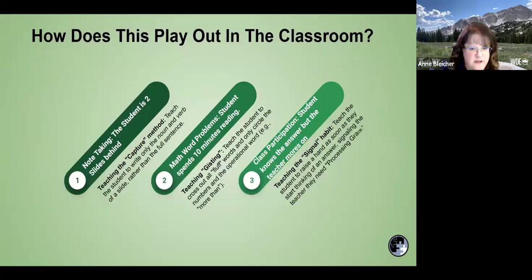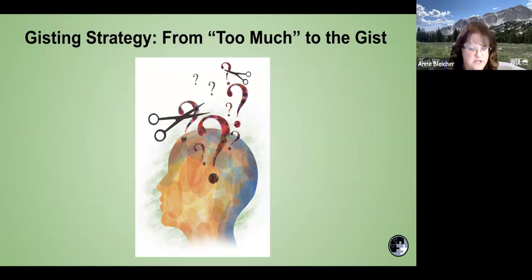In terms of how that plays out in the classroom, there is information in the handouts for each of these three strategies. For the purposes of the next few minutes, I'm going to really focus in depth on gisting to show how that plays out instructionally. We're really trying to get students to move from something that may be completely overwhelming them and teach them how to work through, in this example, a long text to reduce the cognitive load.